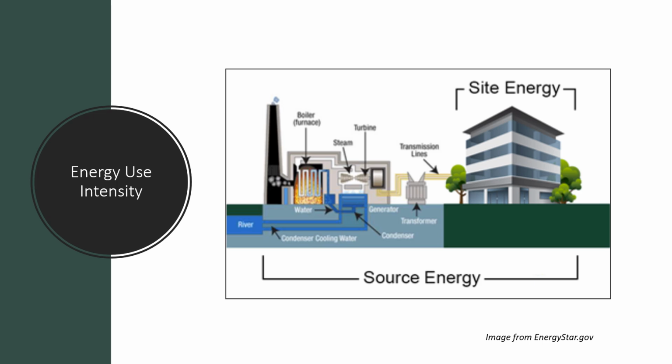Site energy is the energy usage you see in bills. Primary energy is the energy generated on site, whereas secondary energy is the energy that is purchased. Source energy includes line loss.